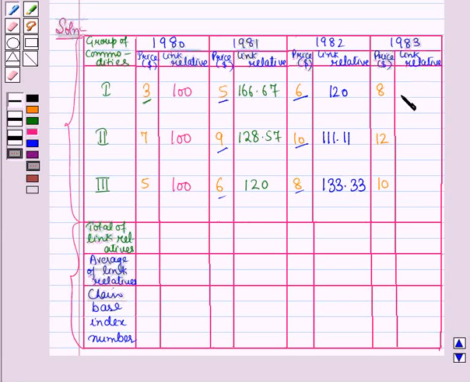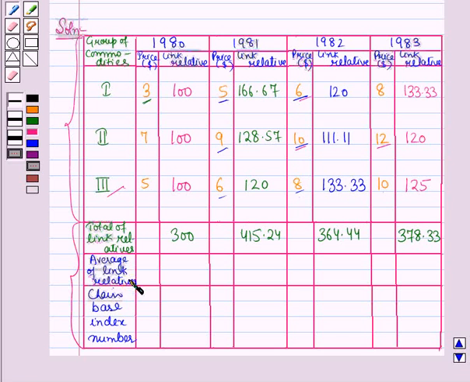Now for the year 1983, the link relative for group 1 is 8 over 6 into 100, that is 133.33. For group 2, it is 12 over 10 into 100, that is 120. And for group 3, it is 10 over 8 into 100, that is 125. Now, the total of the link relatives in the year 1980 is 300. In the year 1981, it is 415.24. In the year 1982, the total is 364.44, and for the year 1983, the total is 378.33.